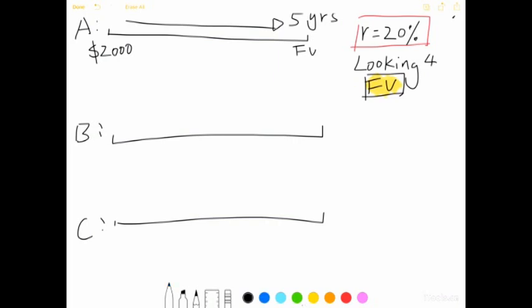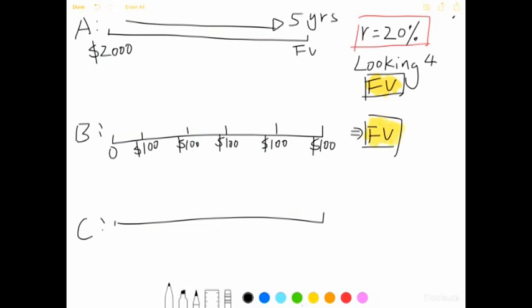And for scenario B, let's divide it into 5 periods, right? In the first period, we're paying $100. Second period, we're paying $100. Third, fourth, fifth, we're all going to pay $100. No more, no less, $100. And then we are looking for the future value of all these $100 payments added up together.